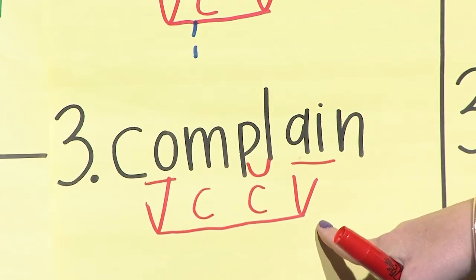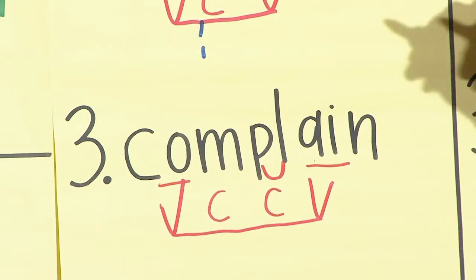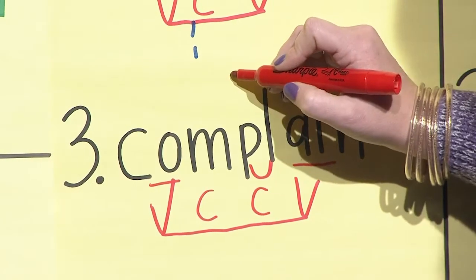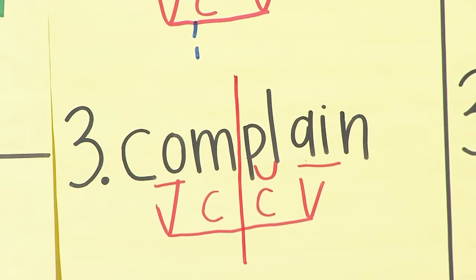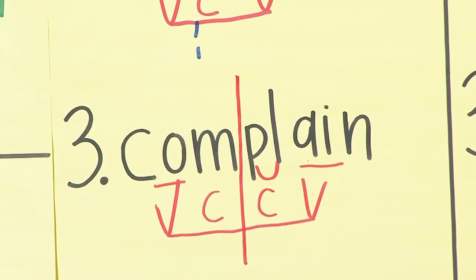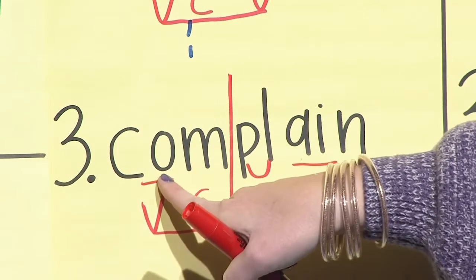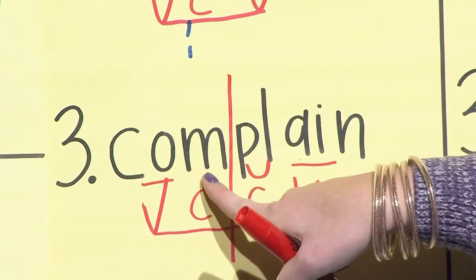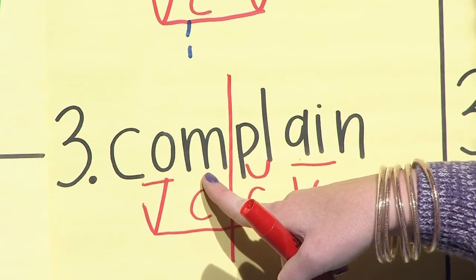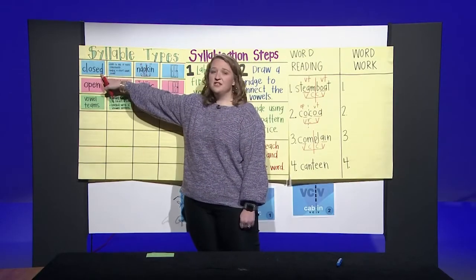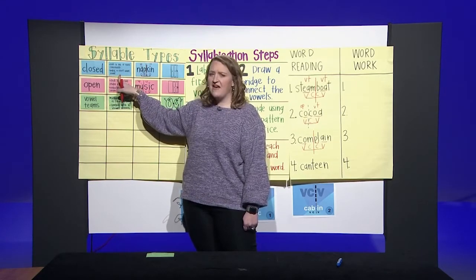Do you remember where we divide a VCCV pattern? Yes, great job. We divide between the consonants. That's right. Now we're ready to identify the syllable types for each part and label each of them. So let's look at our first vowel. We have O, and it's followed by consonant M. Do you remember what type of syllable that is? That's right, it's a closed syllable. Closed syllables end in one or more consonants and they make a short vowel sound.